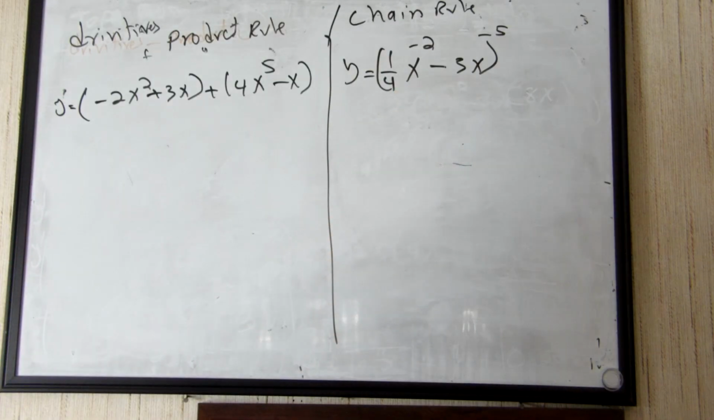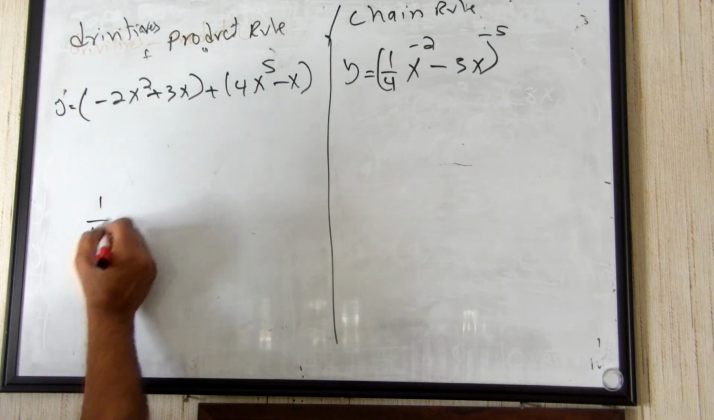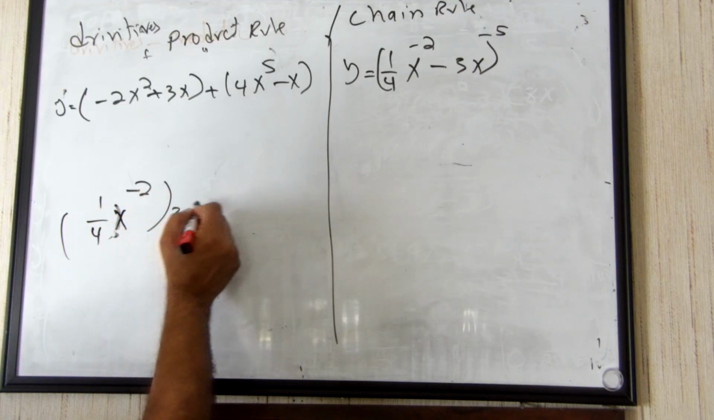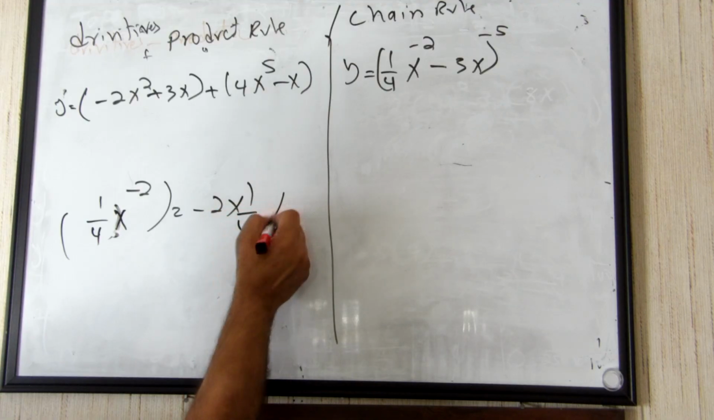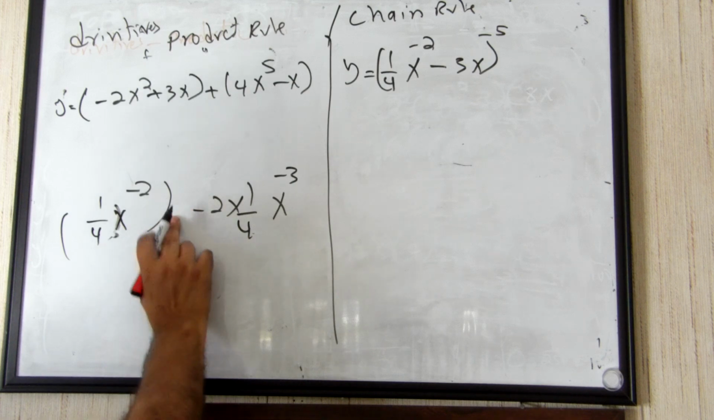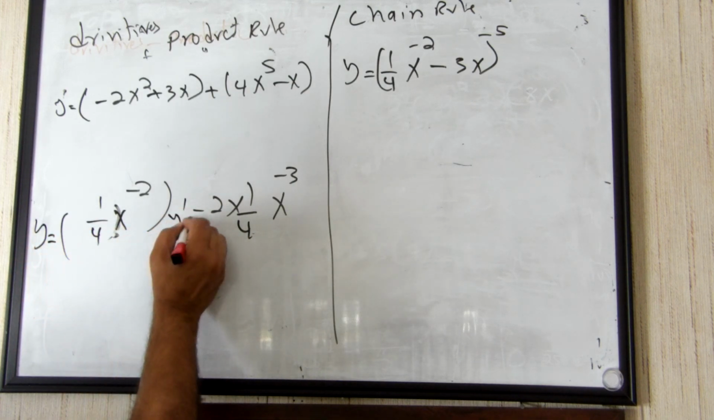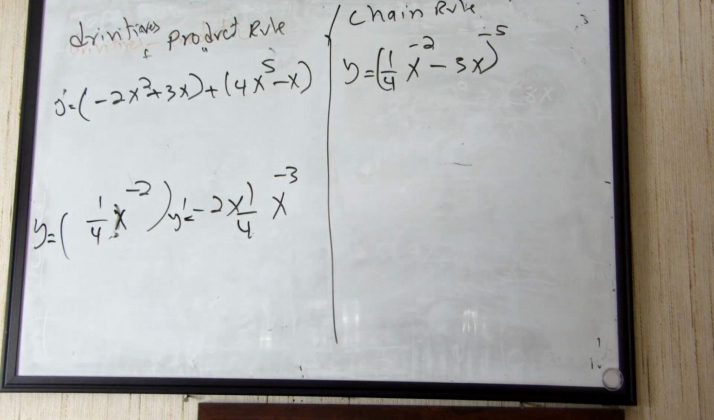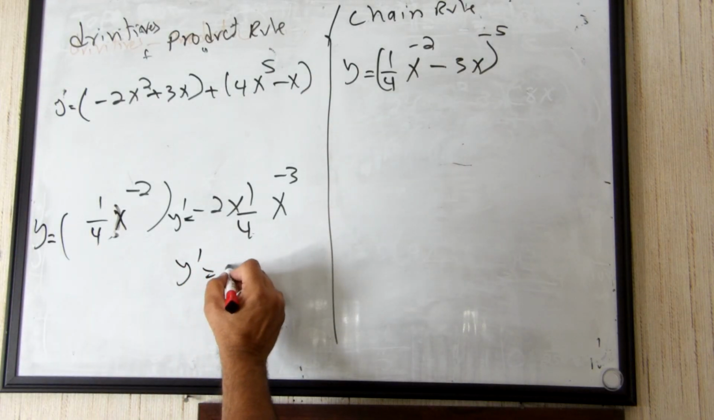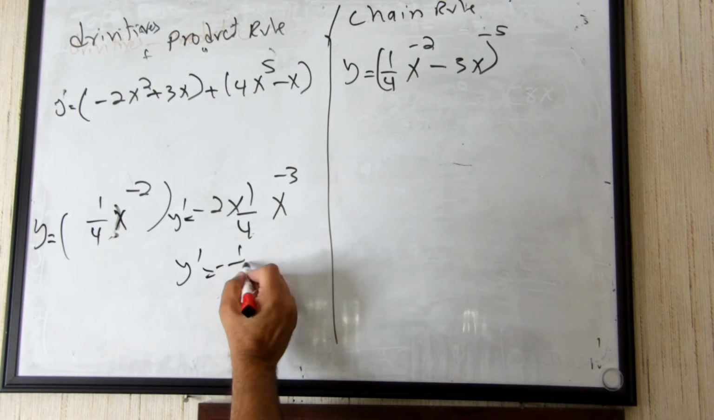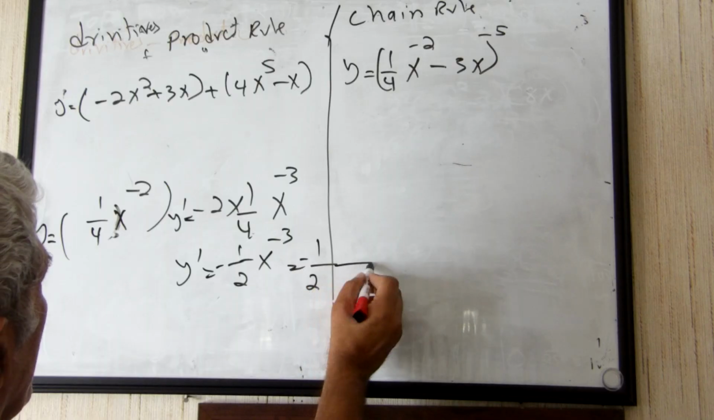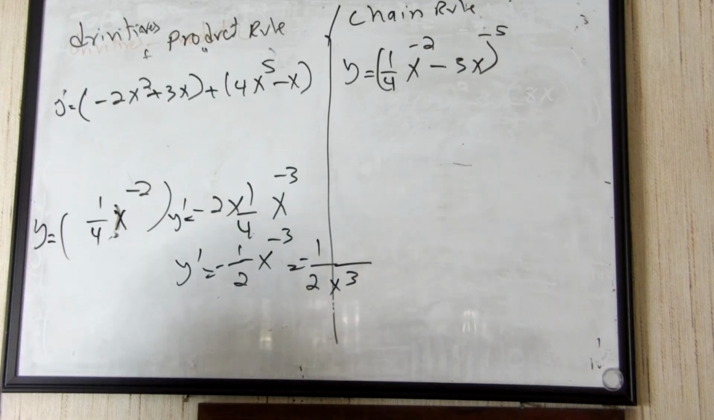Now, if you had something like this, 1 over 4 times x to the power of minus 2, what would you do? Okay, so minus 2 times 1 over 4 times x to the power of minus 3, the derivative of this one. Y prime is equal to this one, okay? Which is y prime equal to minus 1 over 2 times x to the power of minus 3. We can write 1 over 2 times x to the power of 3. Okay?